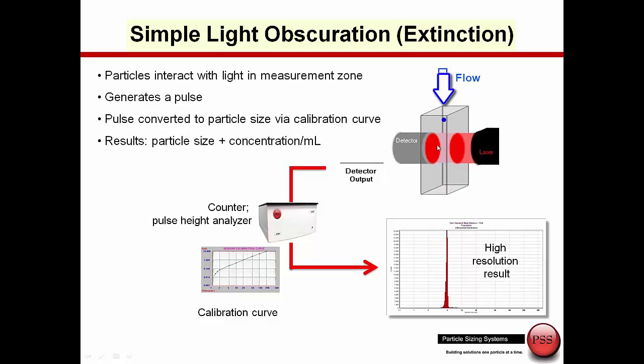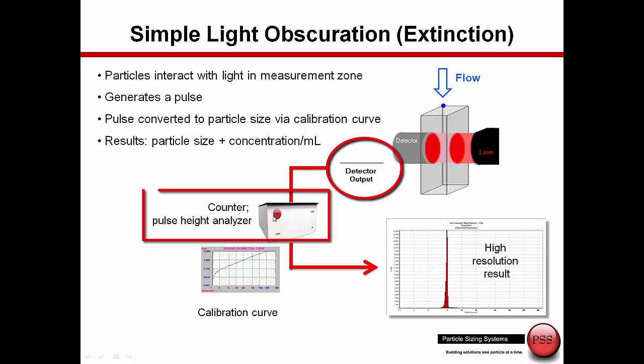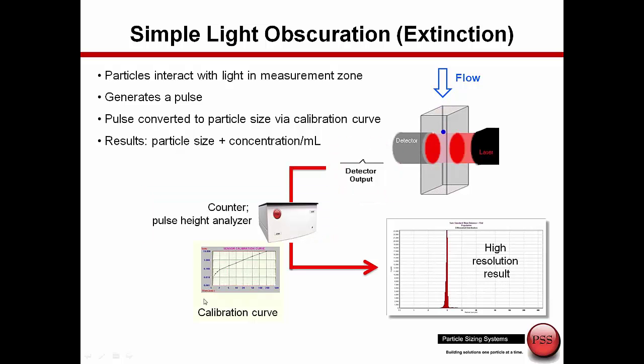So as a particle passes through a light source, it obscures or blocks some of the light. We call it light obscuration or light extinction. That creates a pulse. The pulse is then interpreted by a pulse height analyzer or the counter, and through the use of a calibration curve, each particle creates a single result in the particle size distribution, and we build that distribution one at a time. Since we build this distribution one at a time, it's a very high resolution, highly accurate technique. That is the very basics of light obscuration sensors.